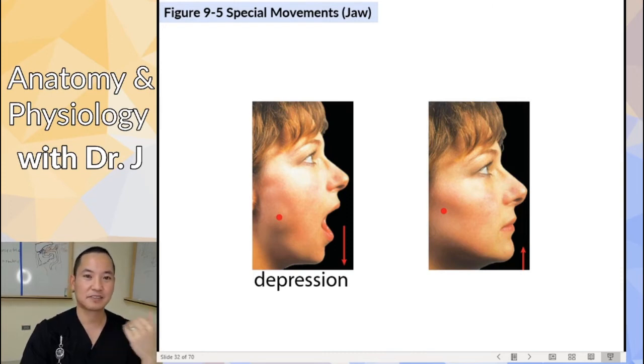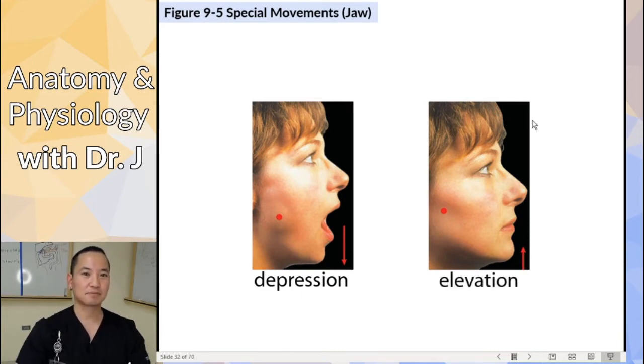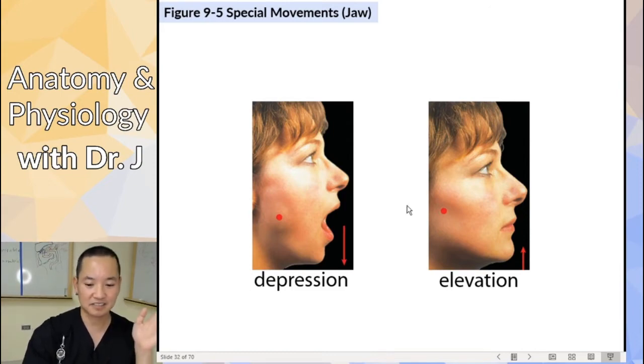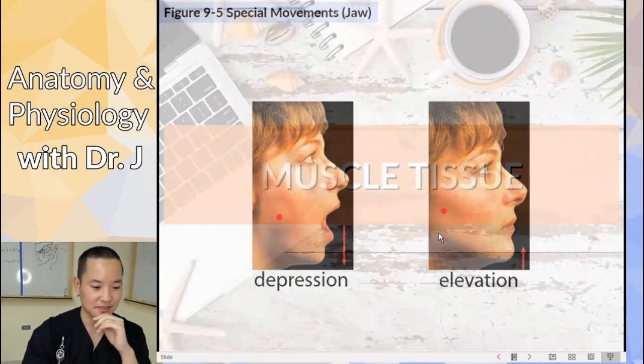And when you're elevating something, you're lifting it up, right? So elevation and depression are opposites. And is it only the jaw? Well, you can also depress your shoulders. If you push your shoulders down, that's depression. But if you shrug them up, that's elevation. Those are the two examples you can think of. It's not only for the jaw.